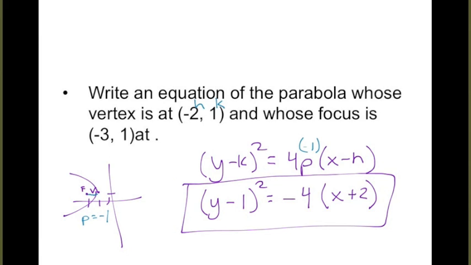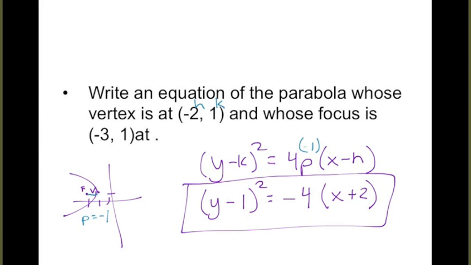Left and down are negative directions. So how do you find the stuff that's with the y and the x? That's our h and k, which is our vertex. H and k are the vertex for a parabola, center for everything else, but a parabola doesn't have a center, so then it's our vertex.